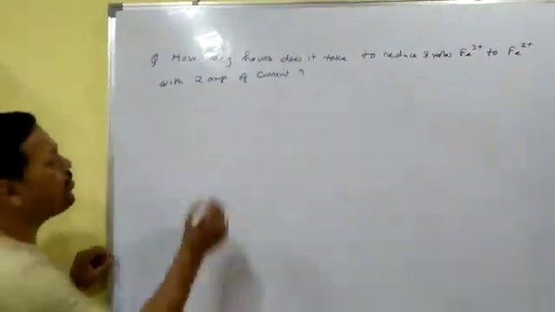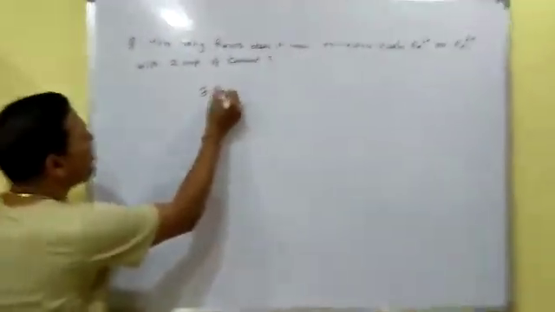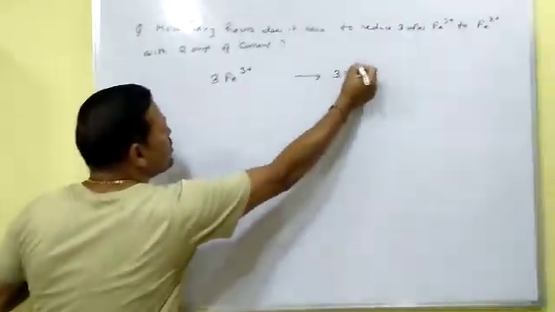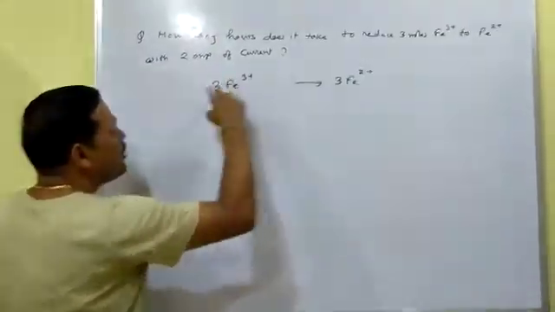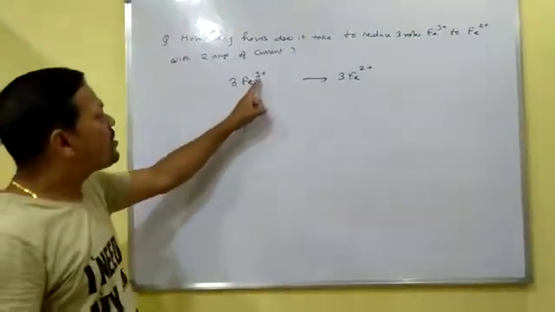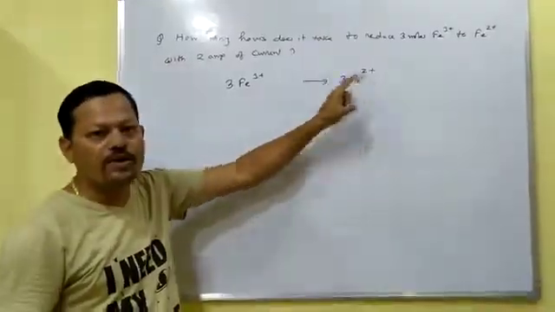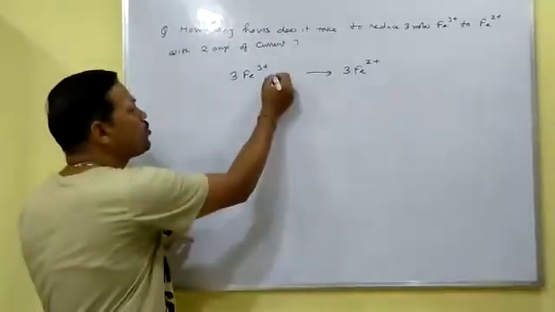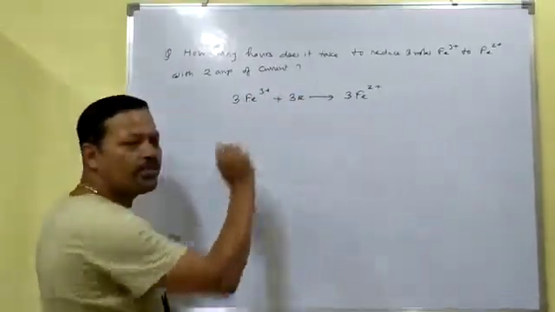First I will write the equation. 3 moles of Fe3+ is converted to Fe2+. Here it is 3 moles given, that's why I put 3. Here the charge is 3+, here the charge is 2+, that's why 1 mole of electron is required. But since 3 moles of iron are given, the total number of electrons required is 3 moles.